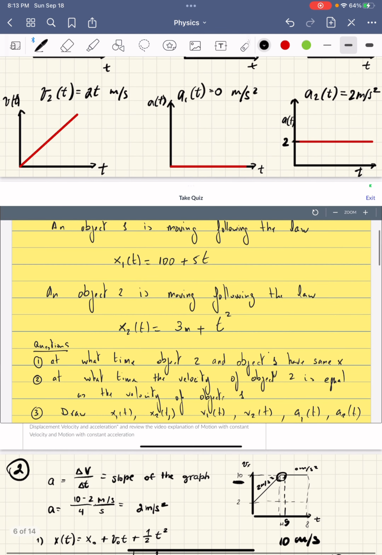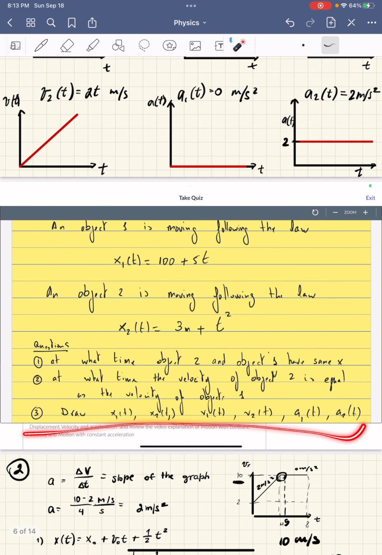So for question number one, this is the question. An object 1 is moving following the law x1 of t equals 100 plus 5t, and object 2 is moving following the law x2 of t equals 3 plus t squared. Question number 1: at what time do object 2 and object 1 have the same x, meaning they are at the same position? Question 2: at what time is the velocity of object 2 equal to the velocity of object 1?